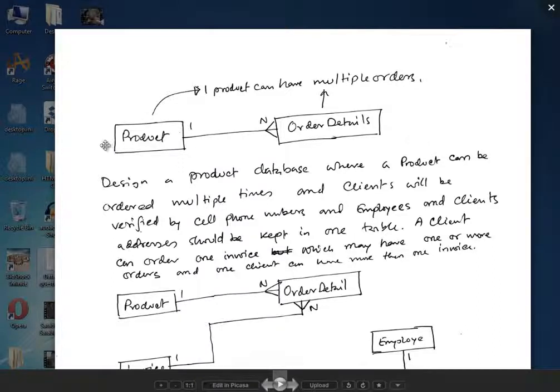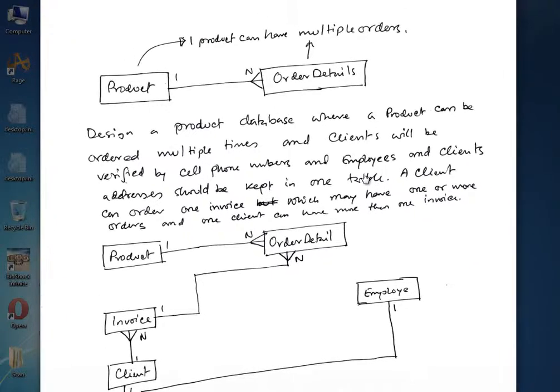You first draw a box and name your entity, and then another box. If these two have a one-to-many relationship, then just have three lines there and one line here, and write one here and n here, which can be said as one product can have multiple orders, something like that. So here I have an example question.